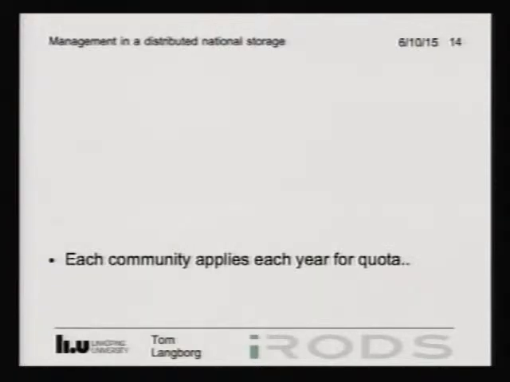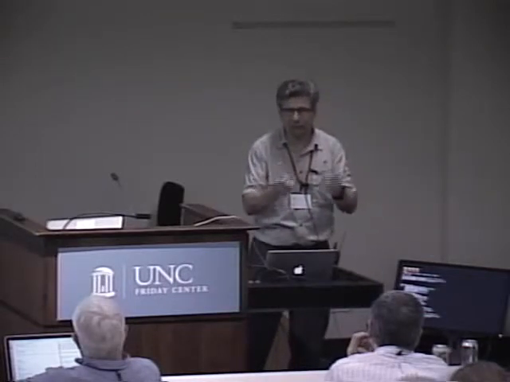What we're trying to do is that each community applies for a quota. For example, we say the climate people need 1 petabyte in 2016. So that is what we try to do.